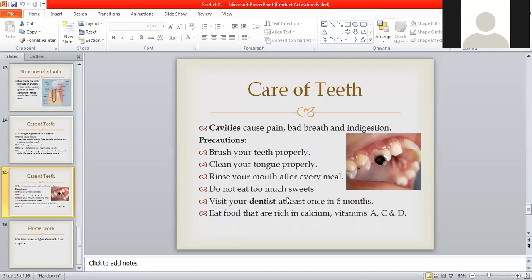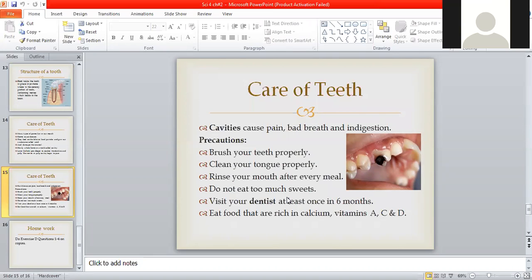So eat food that is rich in calcium. As you know, calcium is very necessary for the growth of your bones, as we have previously discussed. And your teeth are basically also bone. So your teeth also need a good amount of calcium, vitamin A and C rich food. Food like milk, cheese, fruits, green leafy vegetables are very good for your teeth. If you eat apples and raw carrots, it's also good for your teeth.